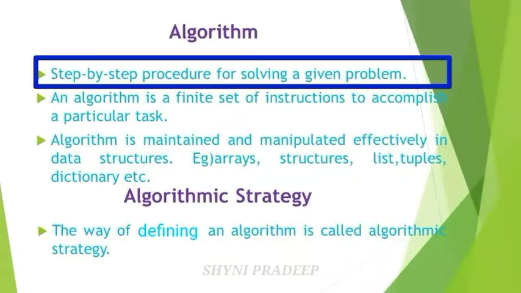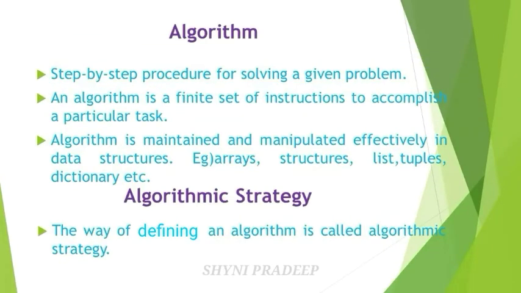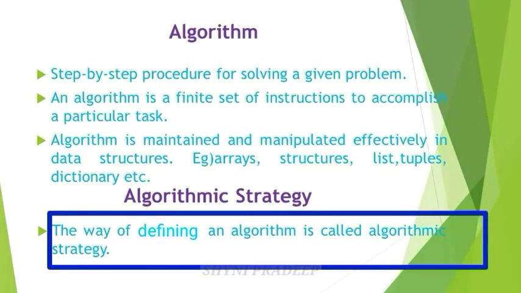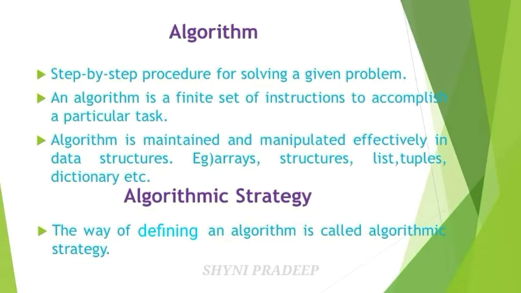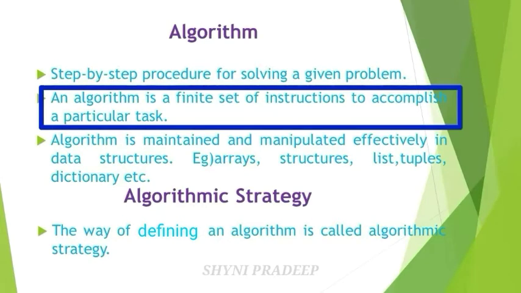What do you mean by algorithm? An algorithm is nothing but step-by-step instructions. Step-by-step instructions are called an algorithm. What do you mean by algorithmic strategy? The way of defining an algorithm is known as algorithmic strategy.